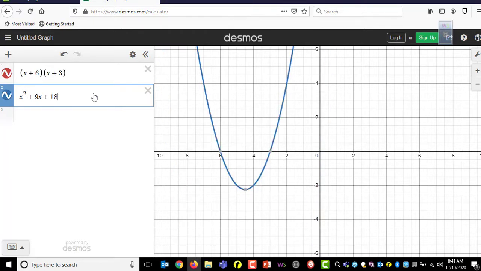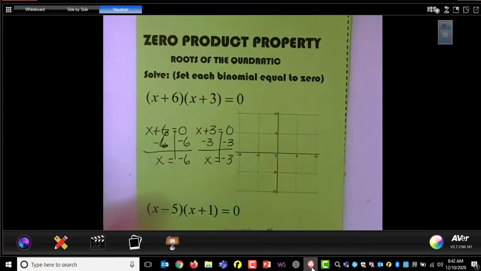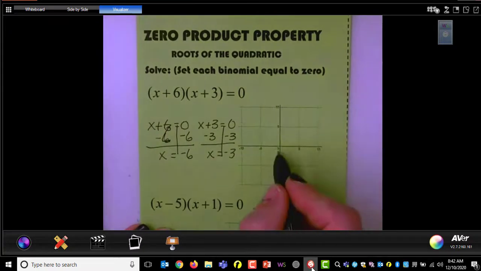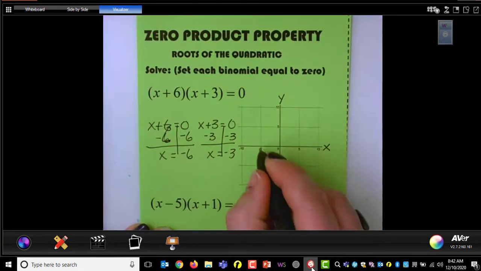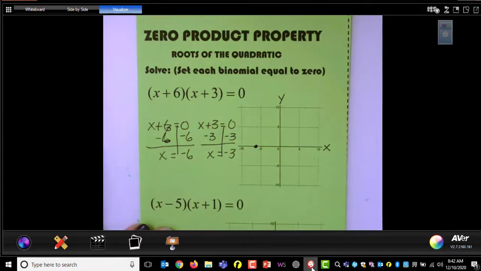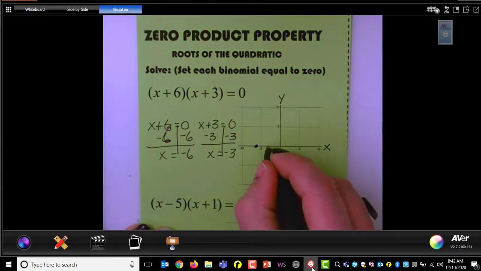And obviously, I get the same parabola. I just wanted you to see how the trinomial and the two binomials, remember we talked about this, they are inverses of each other. I'm going to go back to my graph, and I am going to plot on the x-axis. This is the x-axis, this is the y-axis. I'm going to plot -6, and I'm going to plot -3.